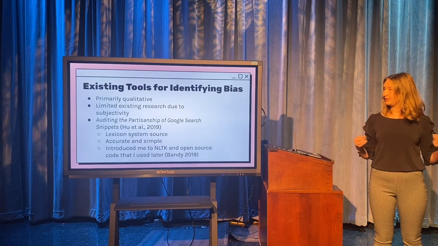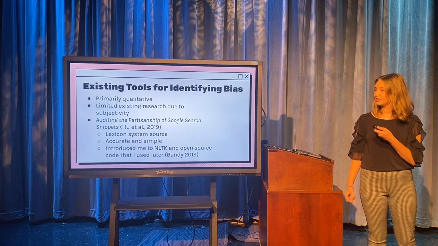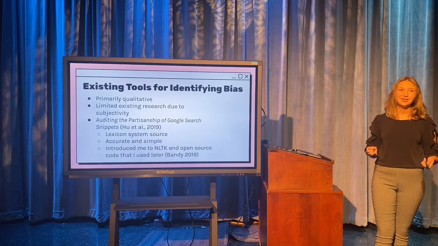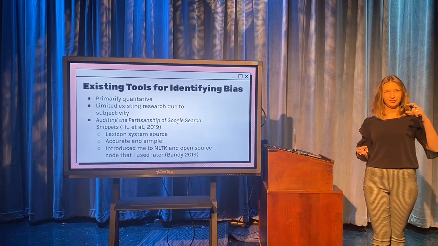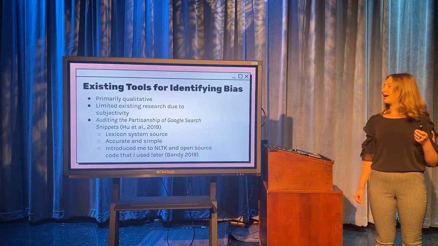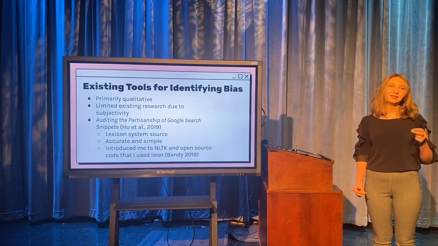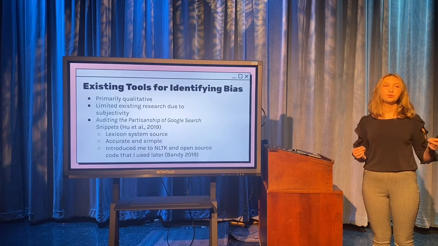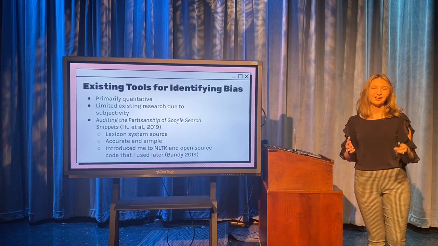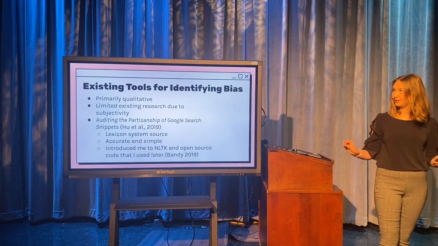There's limited research due to the fact that it's so subjective, but the best thing I found was this article called Auditing the Partisanship of Google Search Snippets. A Google search snippet is the 2 or 3 lines of text right below the title when you do a Google search. I looked through this article and found that they used a lexicon system that was super accurate, simple enough for me to replicate, and a really good way to determine what kind of language was Democratic language and what kind was Republican language. So I ended up replicating this, along with a couple of other open source tutorials, pretty heavily when I built my own tool.